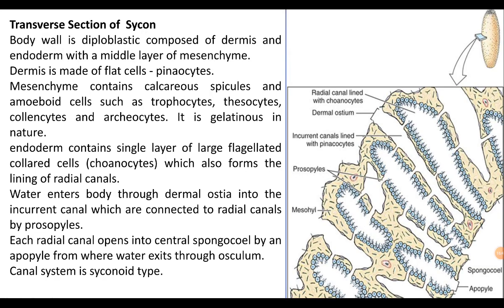Transverse section of a Sycon. The transverse section of a Sycon shows the following histological details, where the section is circular in outline. It shows the body wall, which is diploblastic in condition, composed of outer dermis, which is made up of flat cells called pinacocytes, and it consists of inner endoderm, which is made up of large flagellated collared choanocytes. It also lines the spongocele.